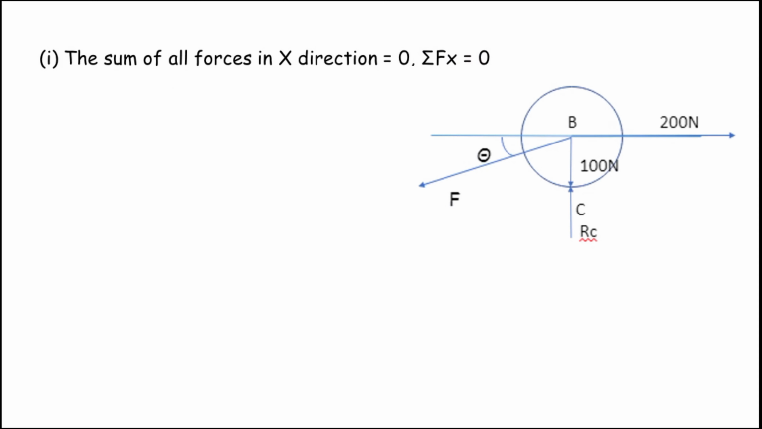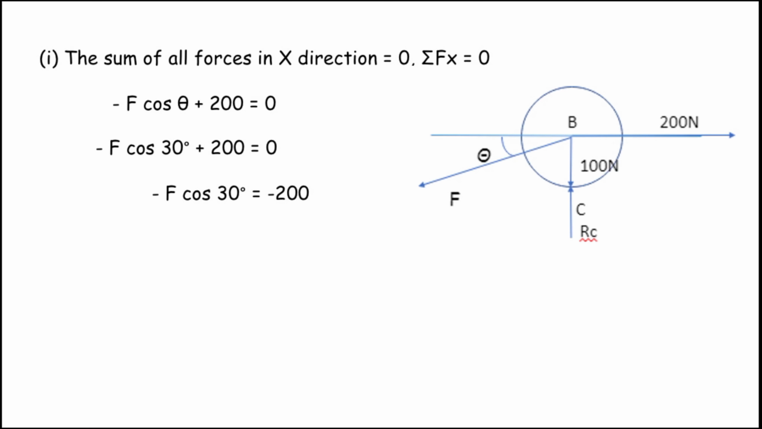The sum of all forces in the x direction is equal to 0. So, summation of Fx equals 0. So, minus F cos theta plus 200 equals 0. Now, we know the value of theta. I substitute that. So, minus F cos 30 plus 200 equals 0. Now, I am transferring the 200 from left to right. It becomes minus 200. So, minus F cos 30 equals minus 200.